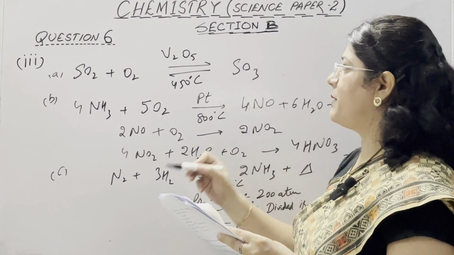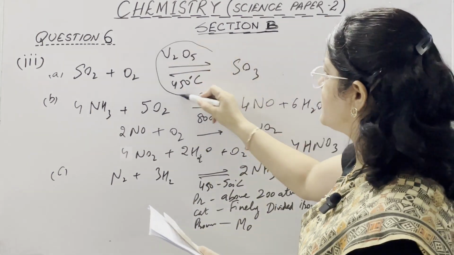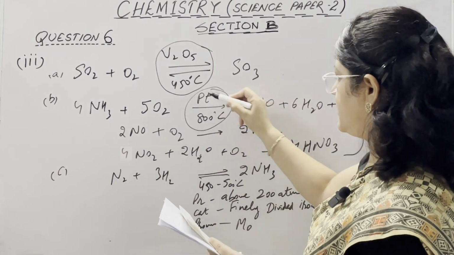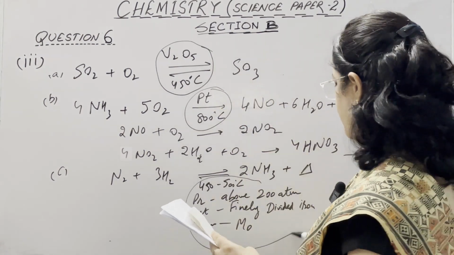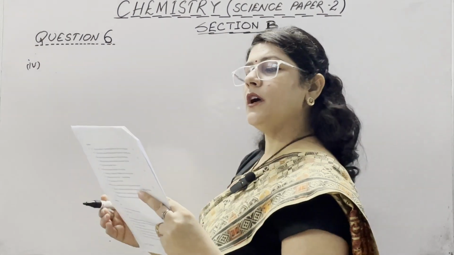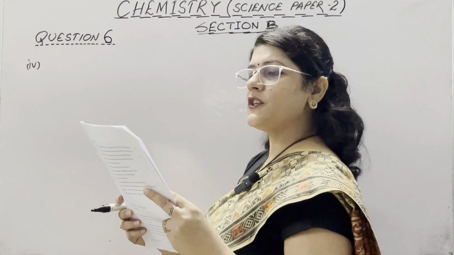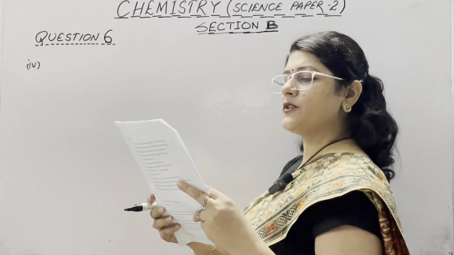More emphasis should be laid on the conditions given in these reactions because they asked us conditions. So these are the conditions, and these all are the conditions of Haber's process. In the last fourth part, choose the role played by concentrated sulfuric acid as A, B and C, which is responsible for the reactions. Three reactions are given.